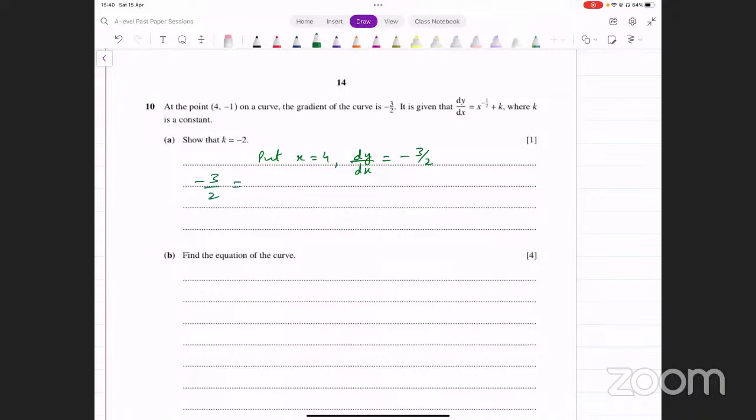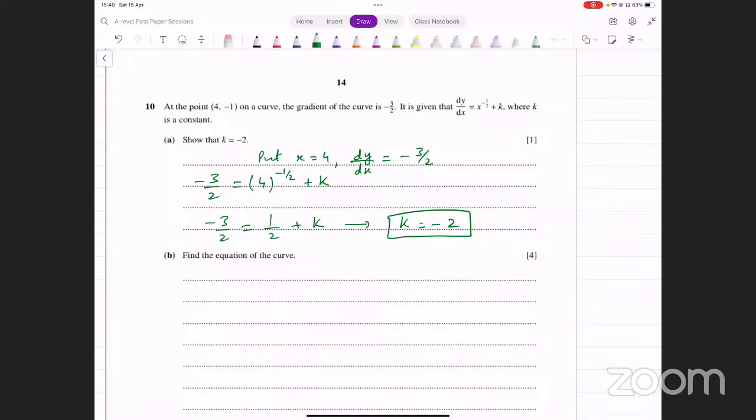I'm not sure why they have so little space for this, but maybe just one step. Yeah, 4 raised to power -1/2 plus k. ये आपके पास आ जाएगा -3/2 equals 4 raised to power -1/2. What is that going to become? 1/4 raised to power 1/2, which is 1/2 and plus k. And now 1/2 goes to the other side. We get k equal to -2 from this, and that's what we had to prove. K की value -2 आती है, ठीक है. That was the first part.